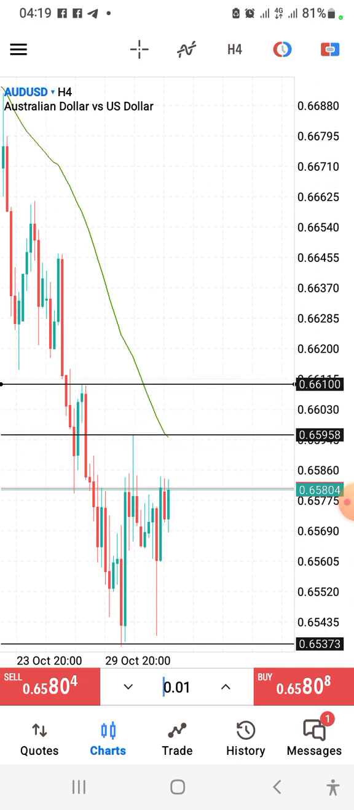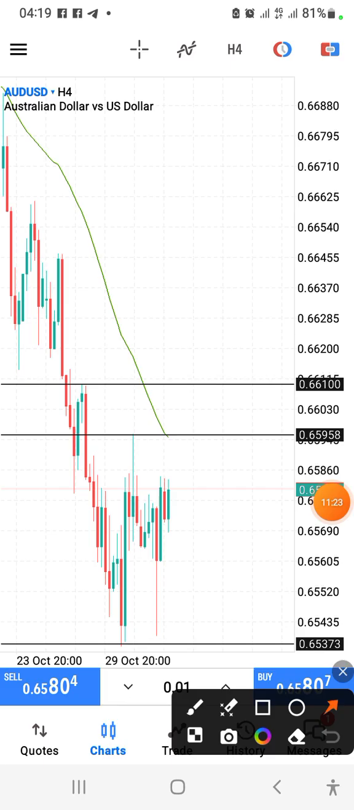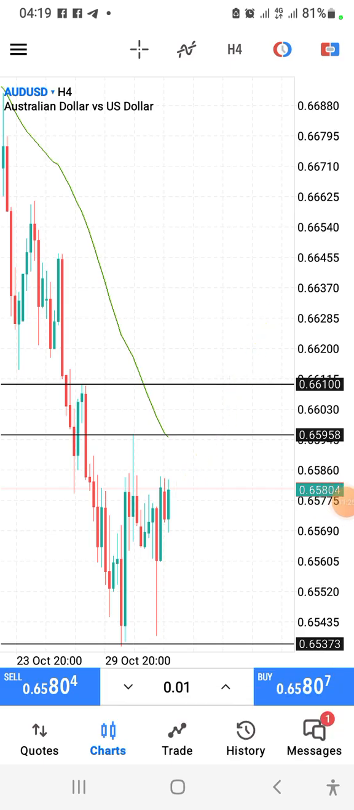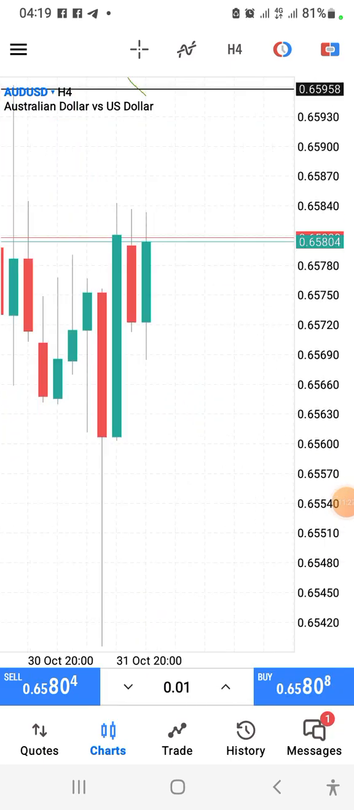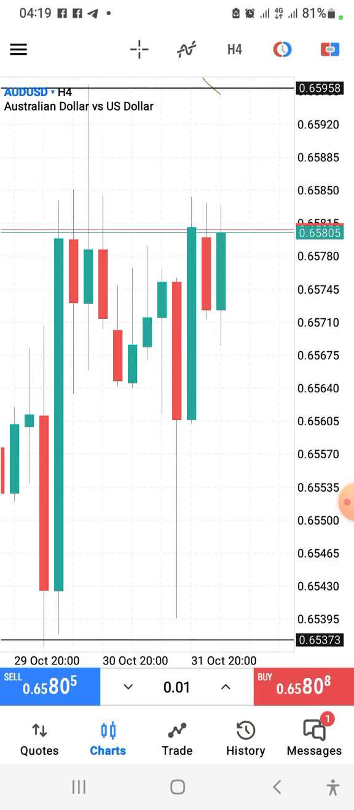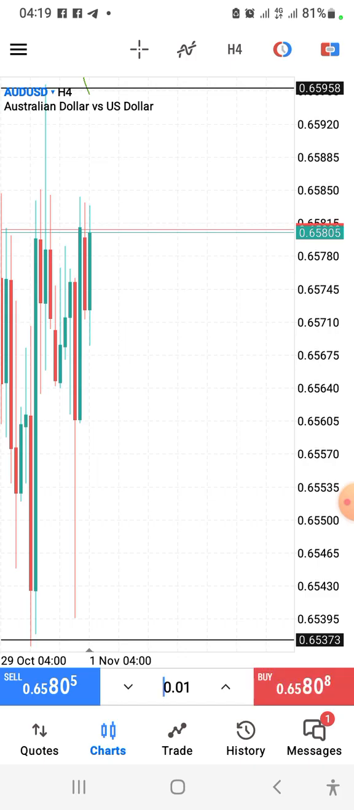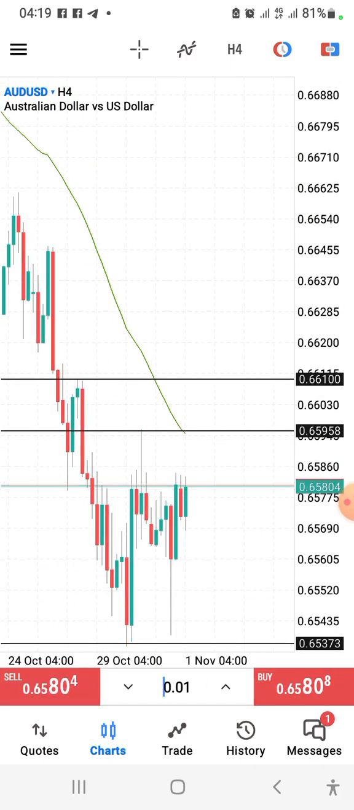Now this is what you're going to do. At this point, you will now go and wait for this candle to do what? To close. When this candle closes and gives you what? A bearish candle, a red candle, that is when you will now take the trade. The trade to do what? To sell. You are selling.